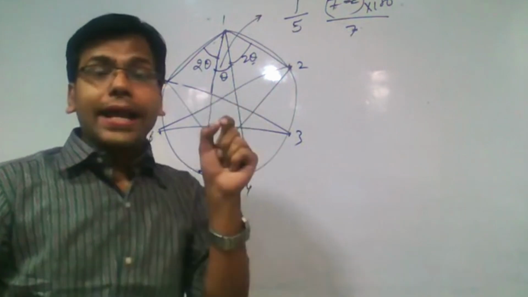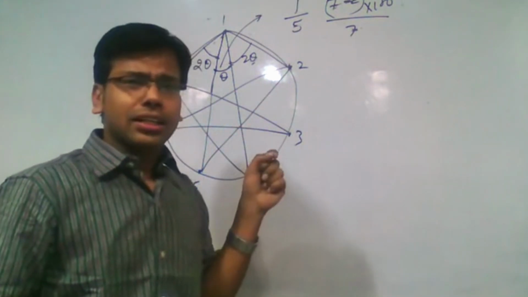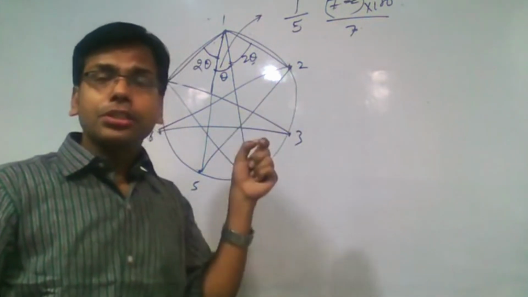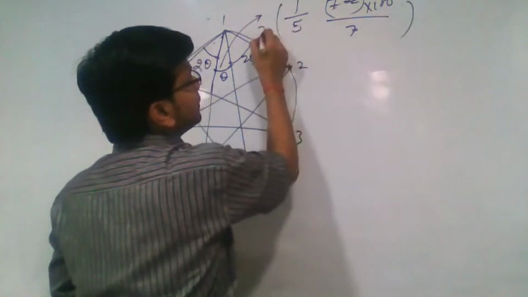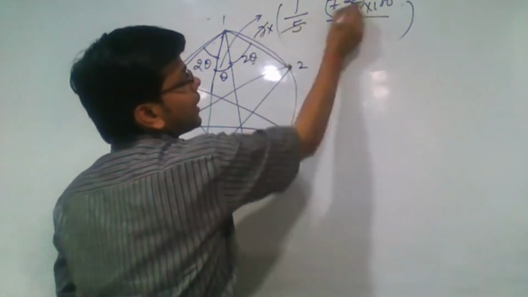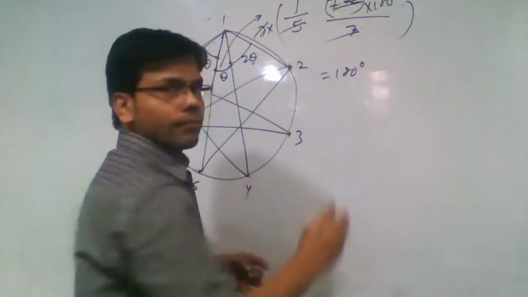So we found one angle of this star. There are 7 such angles. The total summation is 7 times the one angle. So multiply by 7. 7 cancels out, 5 cancels out, and the total is 180 degrees.